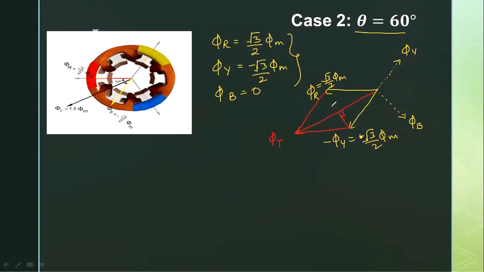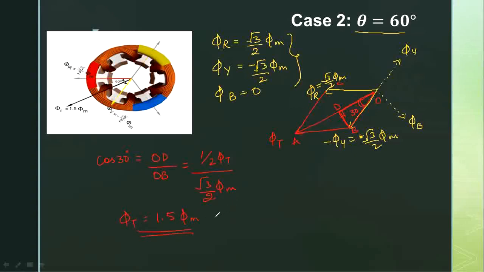Draw a perpendicular bisector from, let's take O, B, A, C and D, and consider this angle as 30 degrees. And if you consider this whole triangle, the same equation we are going to get: cos 30 is equal to OD divided by OB, which is again half of phi t divided by root 3 by 2 into phi m. So on simplification, again we are going to get phi t equals 1.5 times phi m.